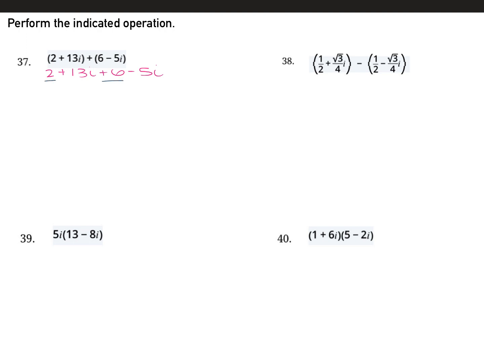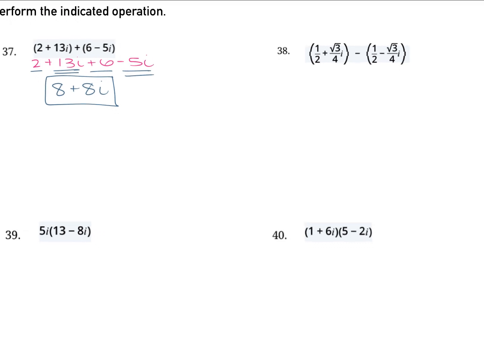The 2 plus 6, since they're like terms and they're real numbers, we're going to combine those, put them down first, so that way our answer is in a plus bi form. That's going to give us 8. Then we have 13i minus 5i, which is going to give us 8i. So that's just 8 plus 8i. And again, our answer has to be in a plus bi form, so that real part's going to come first. The imaginary part's going to go last.